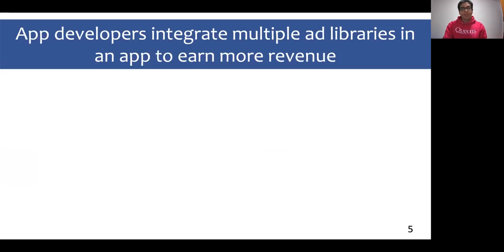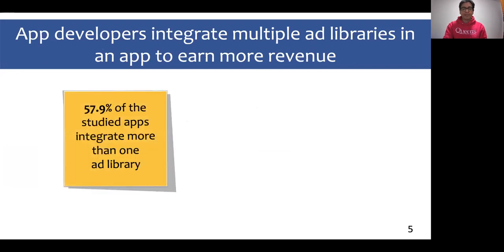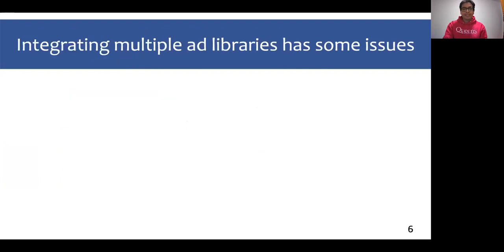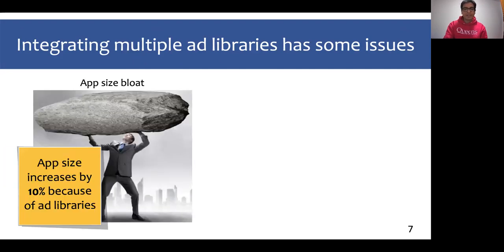To earn more revenue, app developers integrate more than one ad library. We observed that 57.9% of the studied apps integrate more than one ad library, and the number of integrated ad libraries could reach up to 19. This integration of multiple ad libraries could cause some issues. One issue is that it increases the overall app size. Our study over 18 months of historical data of mobile apps shows that app size increases by 10%.